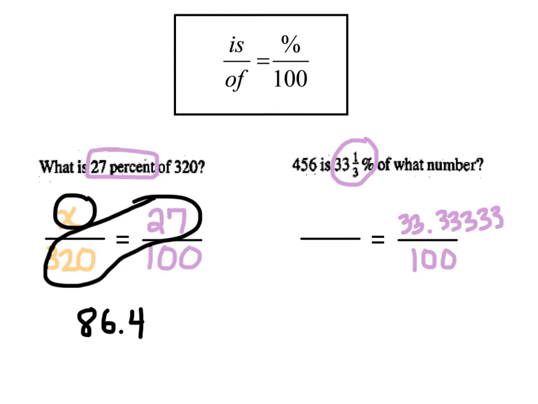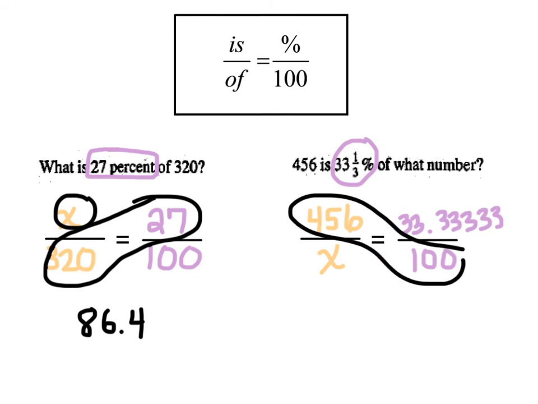And then let's go ahead and set up the fraction on the other side. We have 456 out of what number? So 456 out of x. We want to know what is the total. When I type this in my calculator, I get an answer of approximately 1,368. So that would be our denominator for this problem.